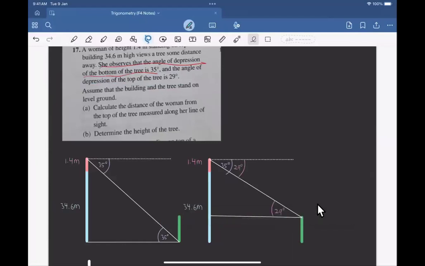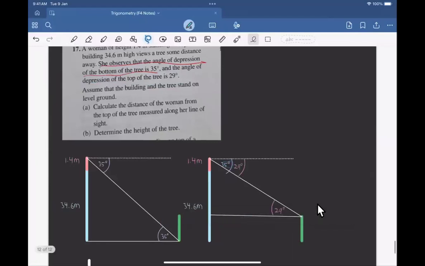Trust me, it will all make sense just now. So I have two different diagrams. You understand two different diagrams? Yeah. So in the first diagram, the woman is looking where? You're looking at the bottom of the tree, and in the second diagram, she's looking at the top of the tree. Right.